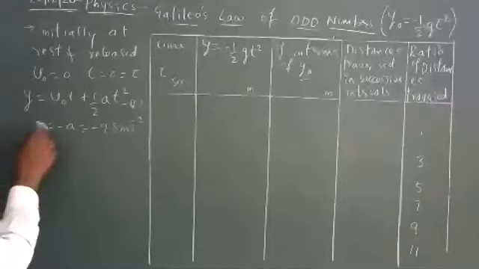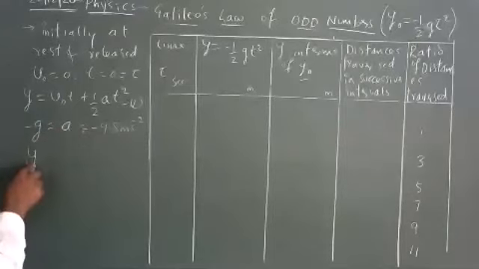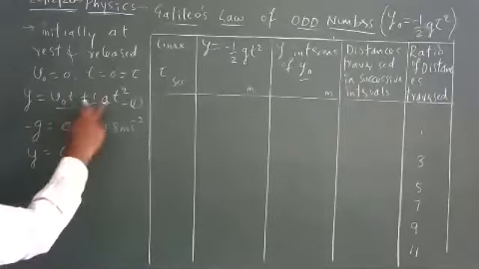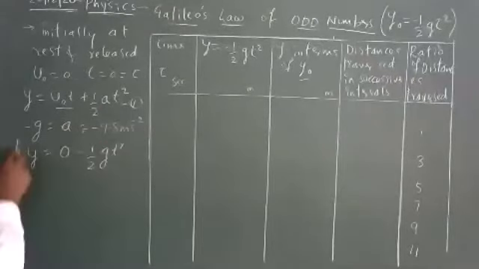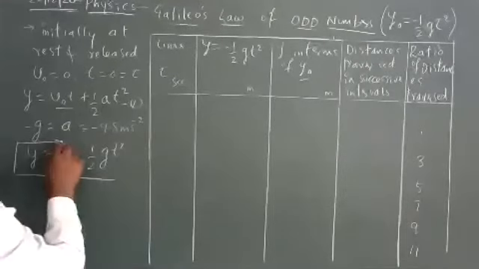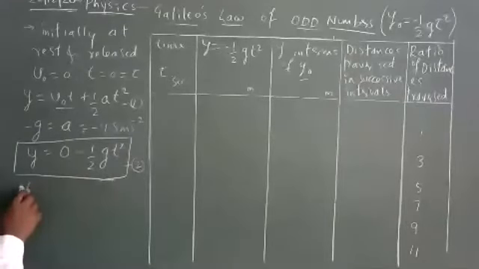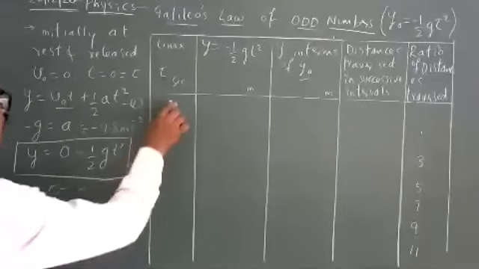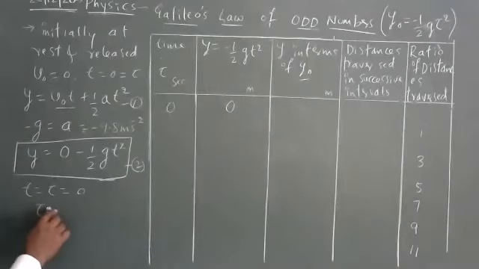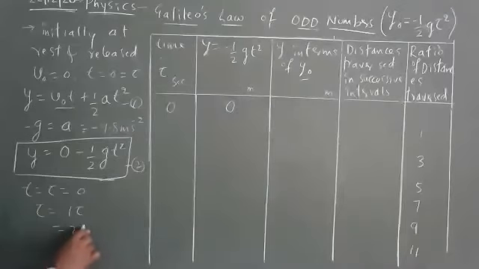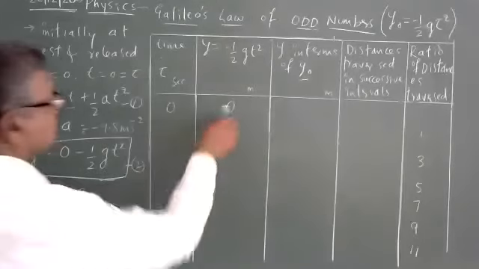So acceleration, of course, a is going to be minus g. This value I have written here, a. Now y becomes, this term becomes 0, and this becomes minus 1 by 2 g t square. So this is my relationship. This equation is going to be my standard equation. The moment I substitute time equal to 0, it becomes 0. The moment I substitute tau equal to 1 tau, then 2 tau, meaning time equal to 1 tau, 2 tau, and go on substituting, my relation becomes as follows.